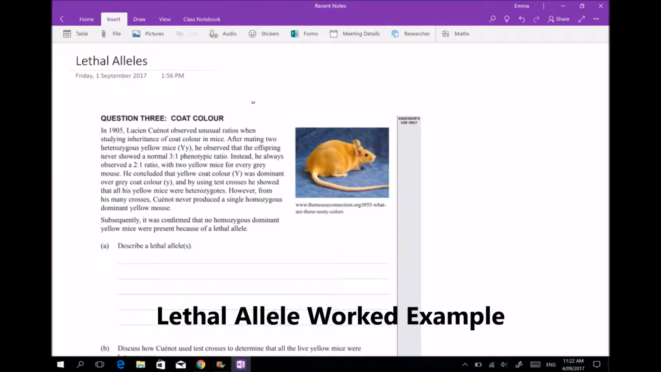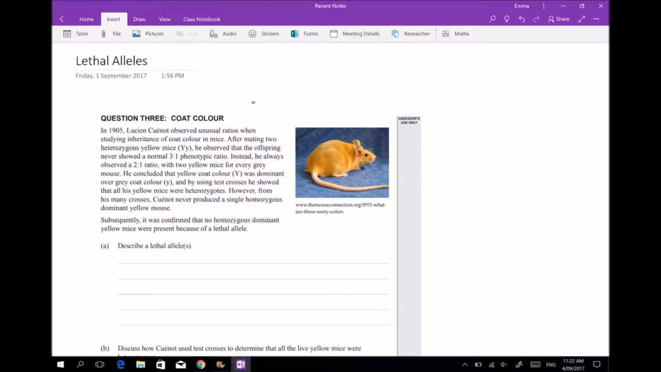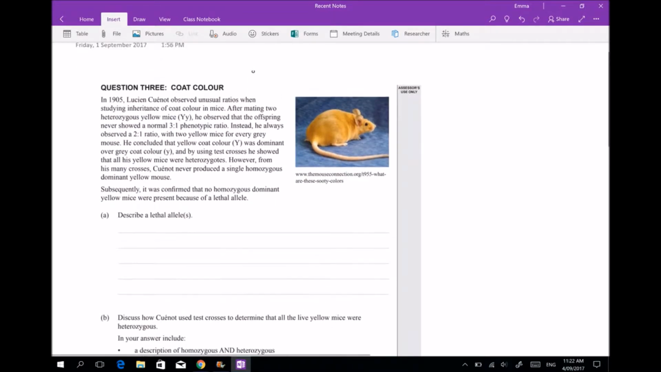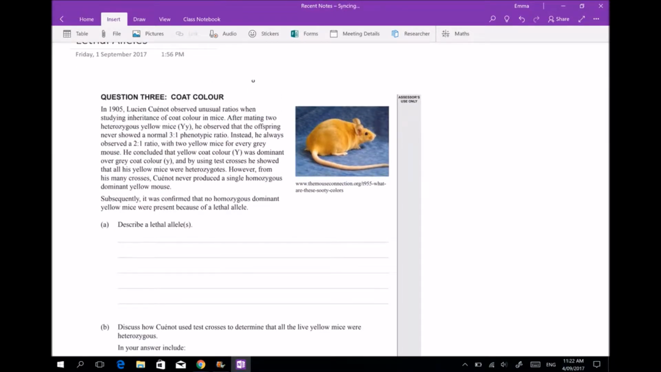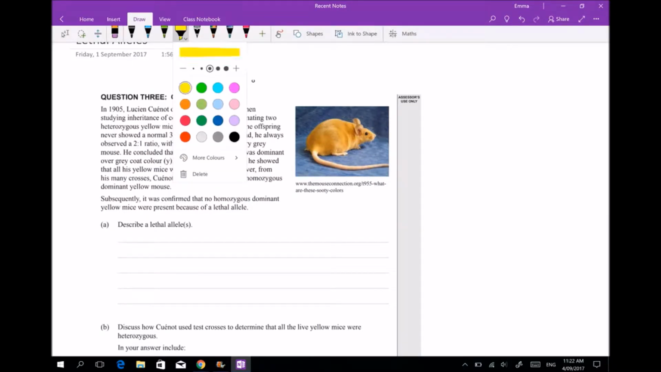All right, so this question looks at lethal alleles, and it's from, I believe, the 2015 Level 2 genetics paper. So the question is, in 1905, Cunot observed unusual ratios when studying inheritance of coat color in mice. After mating two, let's go through and look at these important bits of information that they are giving us.